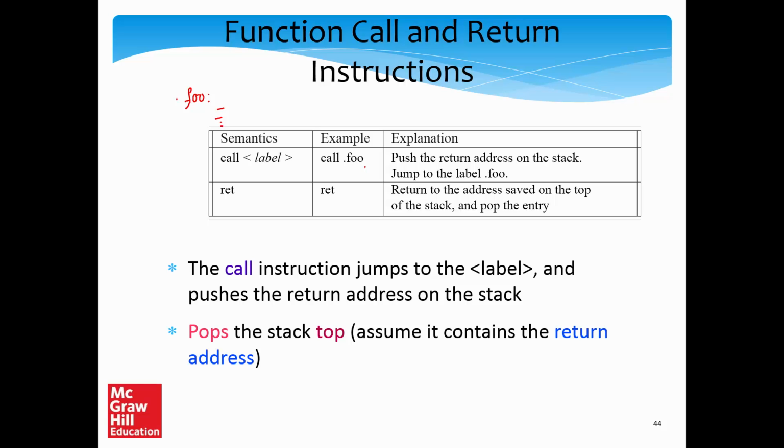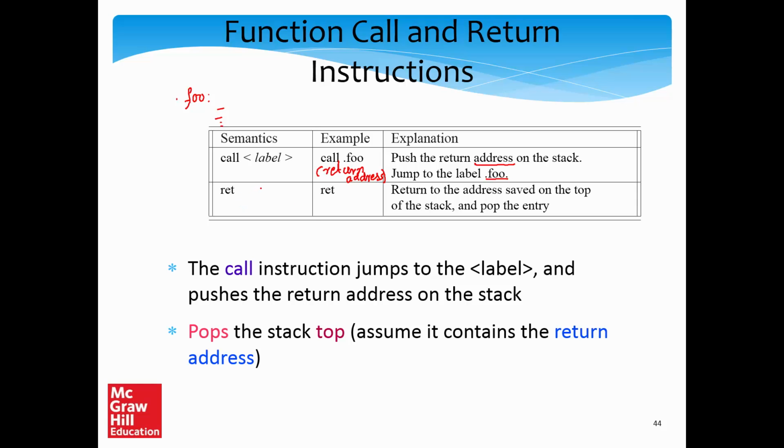And recall what SimpleRISC and ARM were doing. A call instruction is not just a jump. Something needs to be done with the return address. In those ISAs, the return address was put in the return address register. x86 does not do that. It is rather stack based, so it pushes the return address on the stack. It knows which register contains the stack pointer. So it pushes the return address on the stack, and then it jumps to the label .foo.